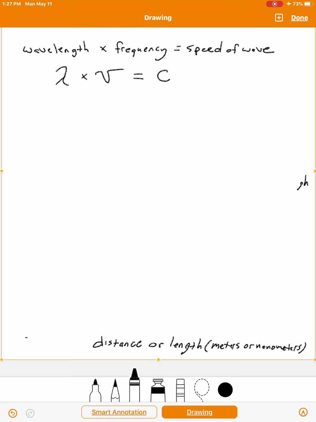And I'm going to use the symbol c. When we talk about the speed of a wave, we often use the symbol c, lowercase c. If we're talking about a molecule moving, like when we dealt with gases, we'll use a u. But for waves, we'll use a c. So wavelength times frequency equals the speed. Now, we are talking about electromagnetic waves in this topic. We're not talking about sound waves. We're not talking about earthquakes. We're not talking about any kind of waves except electromagnetic waves.